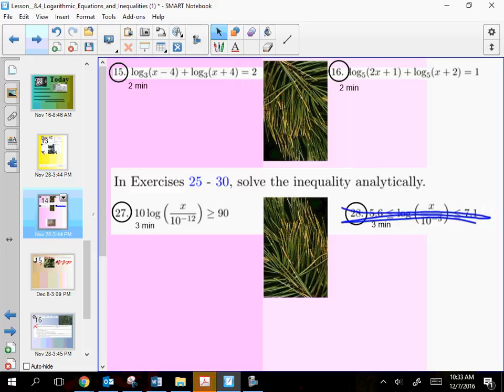A little hint: look at number 15 for a second. Do you remember me saying you will never solve them if you have 2 logs on one side? So you condense those. You put them down, make it into 1 log.